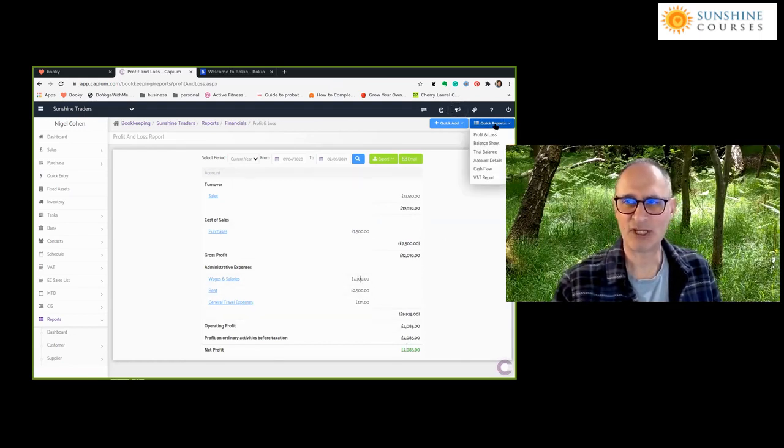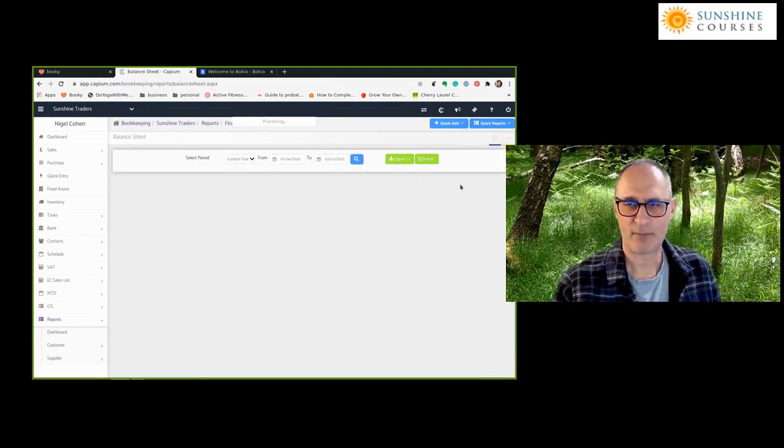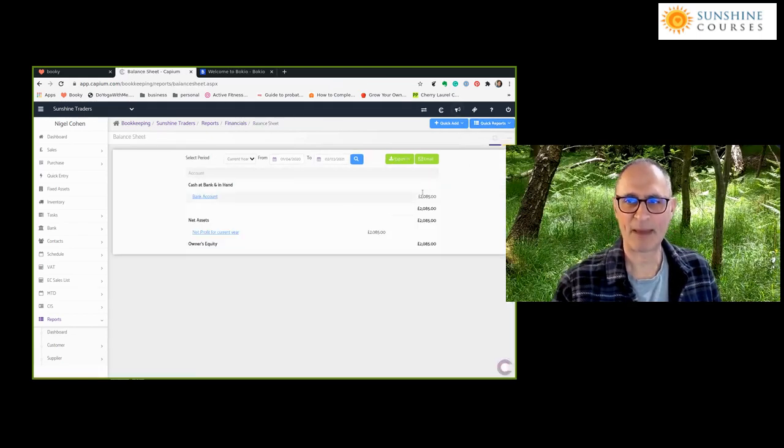And on my balance sheet, my bank balance has gone up by £2,000, and my owner's equity, my retained profits, is back to £2,800, £2,085. Wonderful. Computers are so quick. This is why computerized accounting is wonderful.